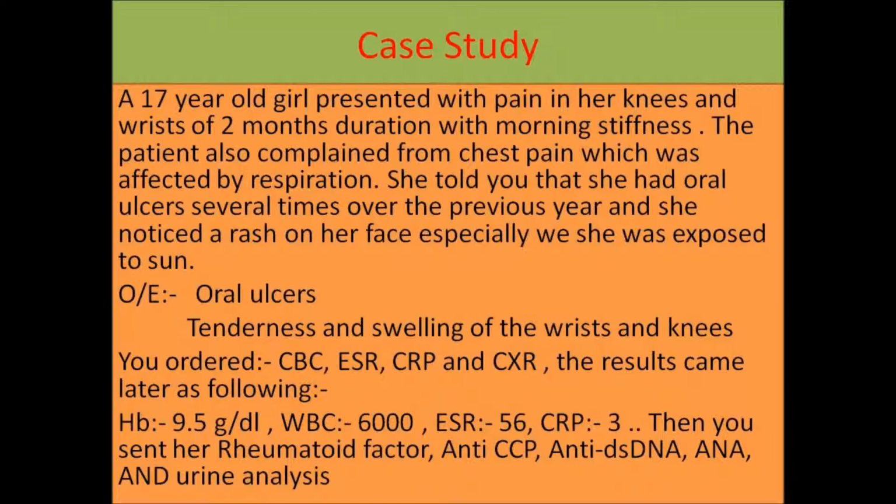Hemoglobin was 9.5 gram per deciliter, so the patient is anemic. White blood cell count was 6,000, ESR 56 elevated, C-reactive protein 3, which is normal, and the chest X-ray was normal. Then you sent her for other tests: rheumatoid factor, anti-CCP, anti-double-stranded DNA, anti-nuclear antibody, and urine analysis.